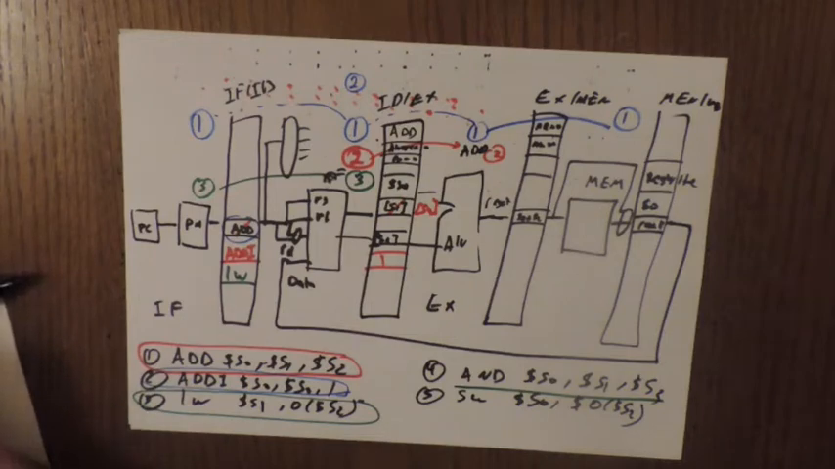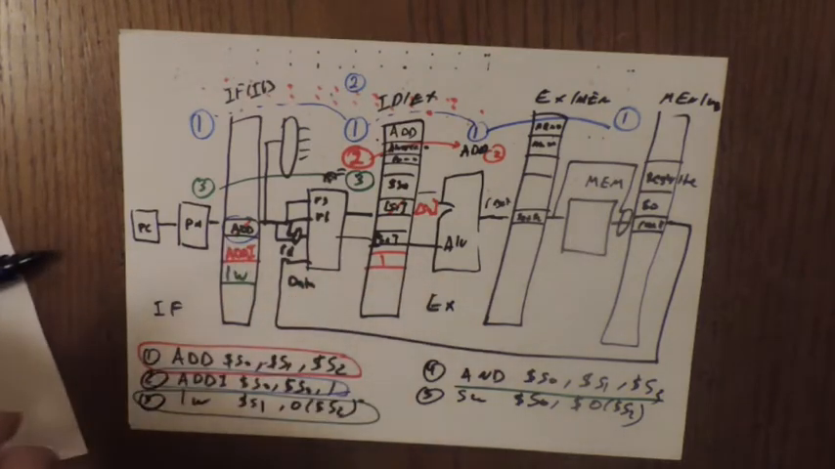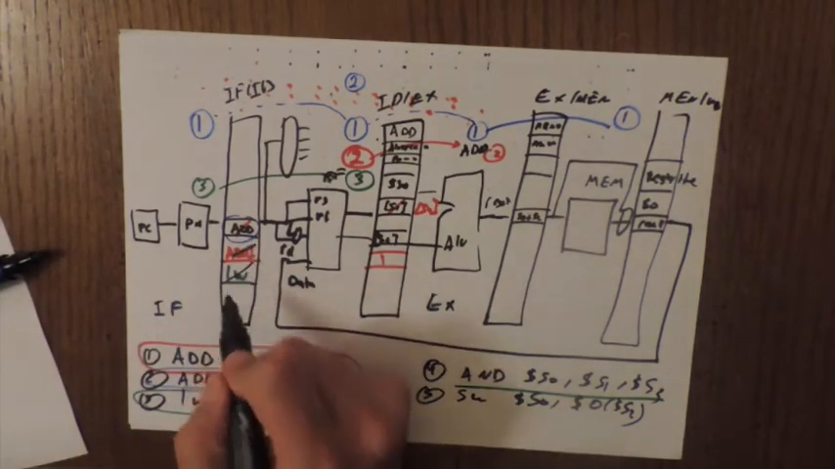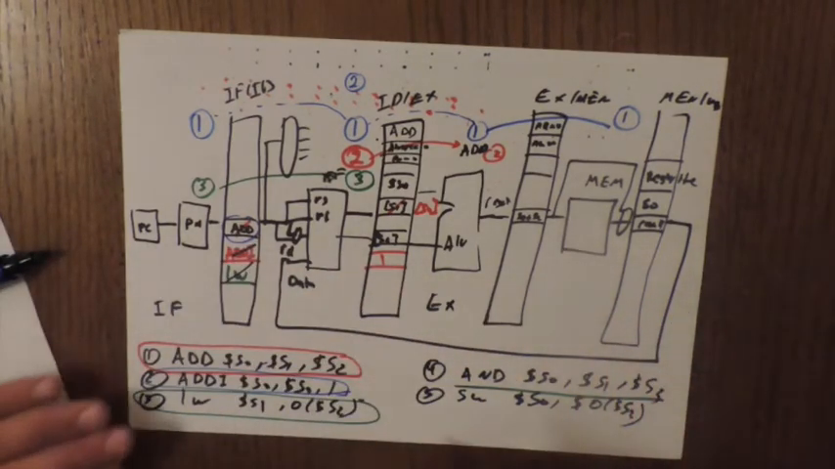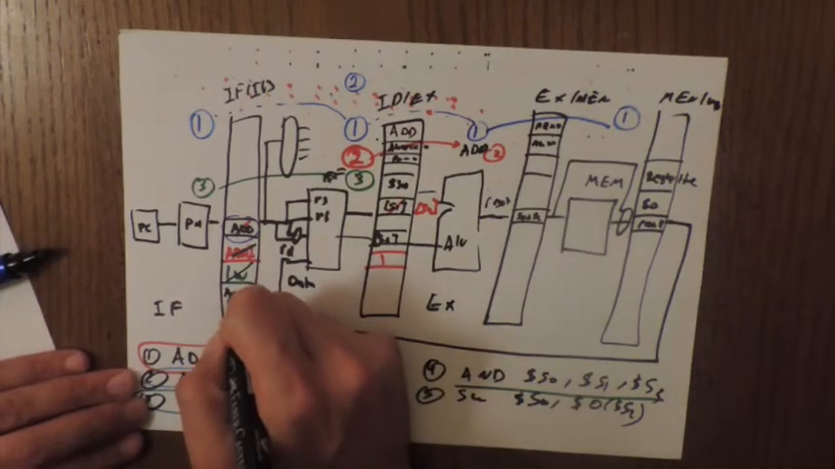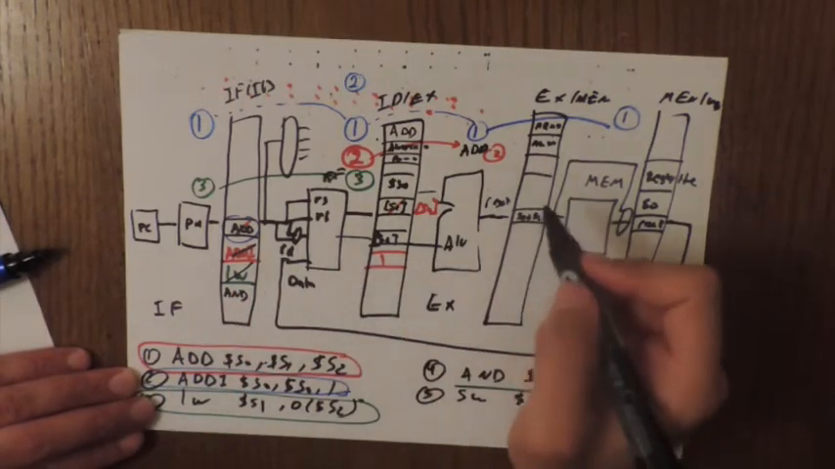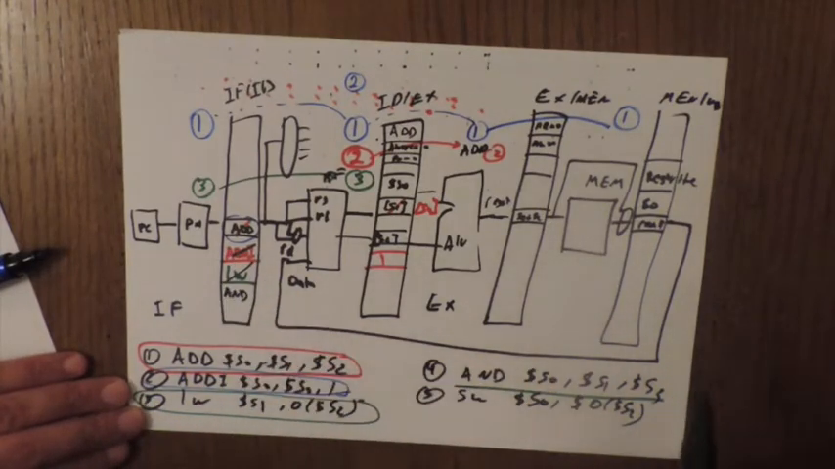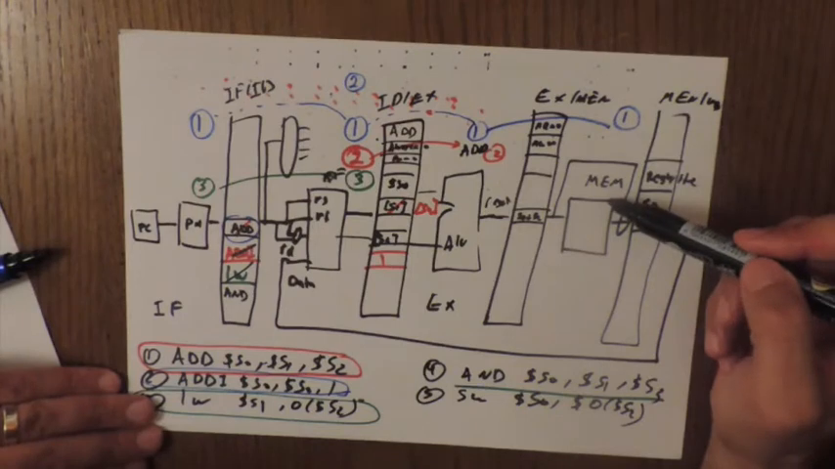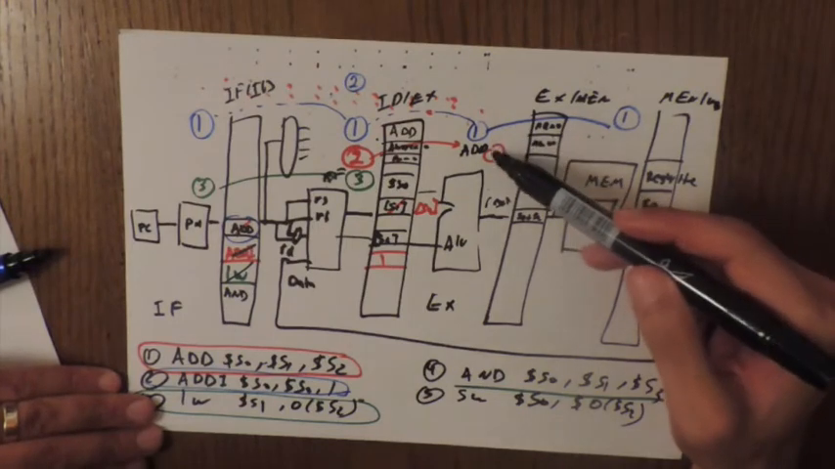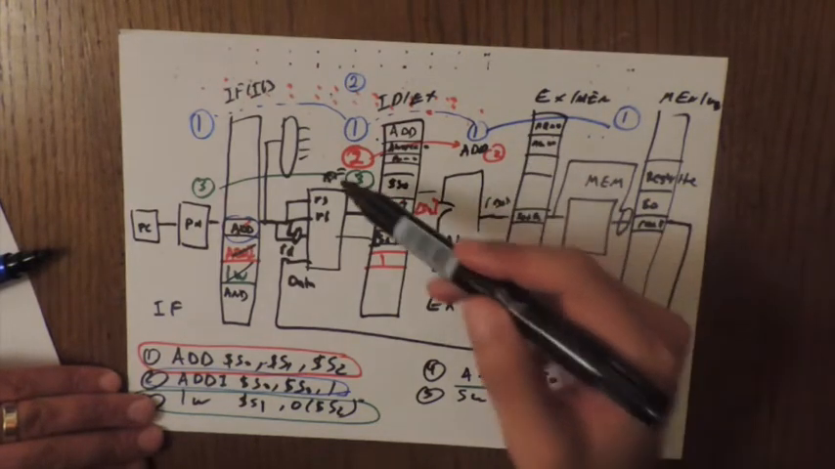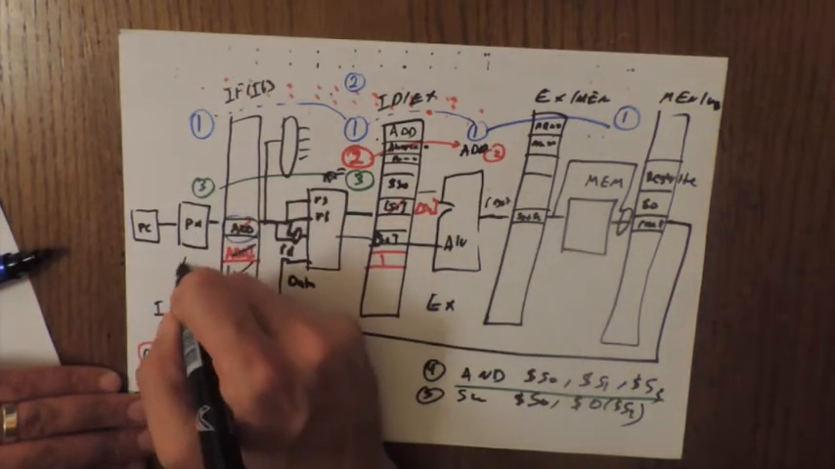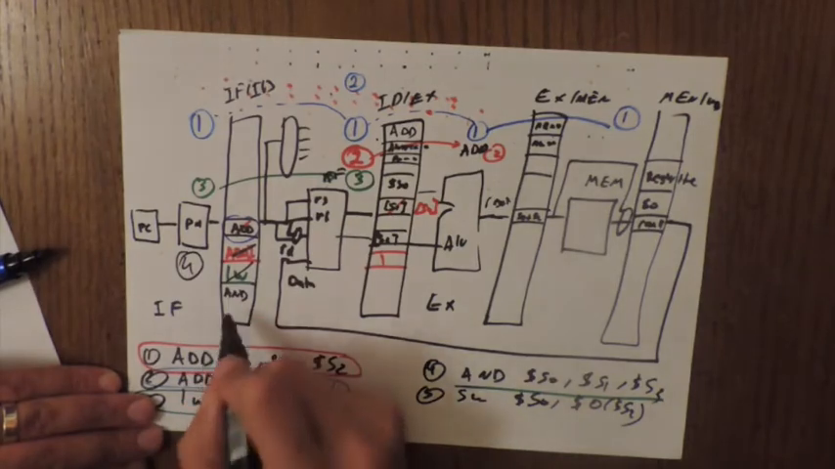So now this is gone. It's not gone, it's in the second step, and we have now the AND instruction. AND is being fetched at the fourth cycle. So now we have 1 at the memory stage, 2 at the execute, 3 at the decode stage, and now we have 4 here.